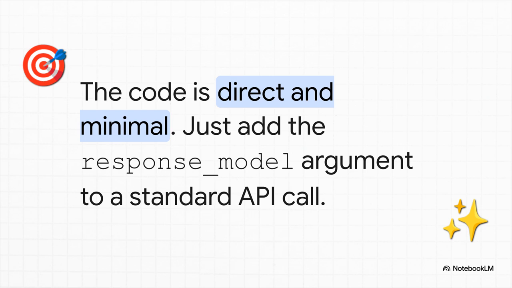And you can see this philosophy play out right in the code. With Instructor, the approach is just so direct. You take a standard API call that you'd be writing anyway, and you just add one little argument. It keeps your code looking clean and familiar.